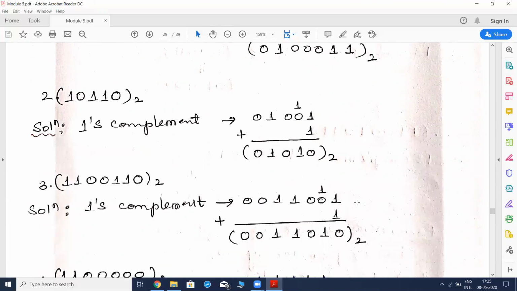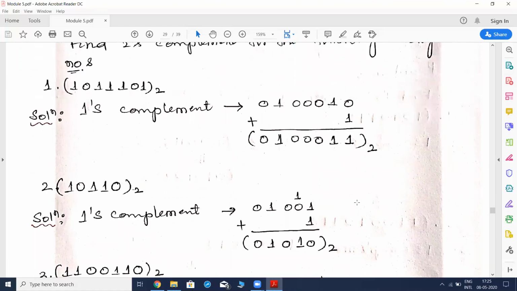Okay. Now let us see the next problem. Here, the second problem is 10110. We need to find the 2's complement for this. First, we need to find the 1's complement. What is the 1's complement for this? It is 01001.